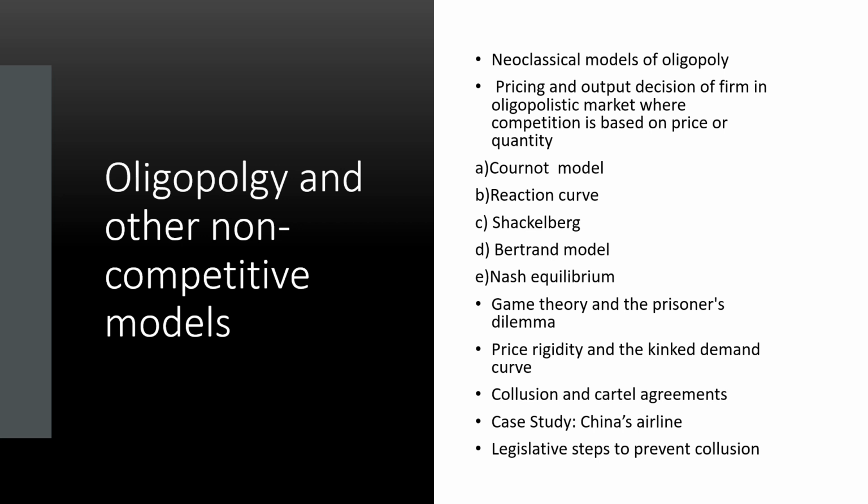We'll be talking about in this unit the neoclassical models of oligopoly, the Cournot model, the reaction curves, the Stackelberg model, the Bertrand model, Nash equilibrium, game theory, price rigidity, and why the demand curve in oligopolies is kinked. We'll be talking about collusion and cartels, and then we'll be doing a little bit of chatting about collusion amongst Chinese airlines, as well as the legislative steps that have been taken to prevent collusion.